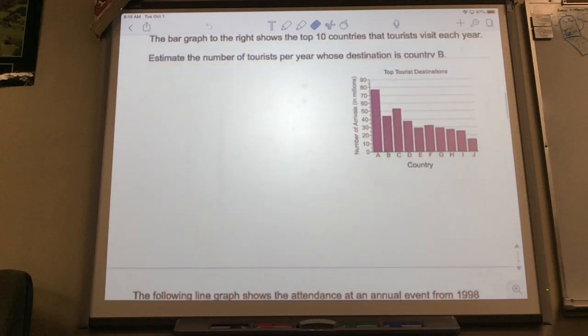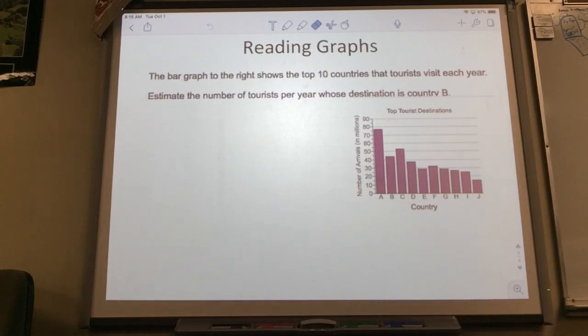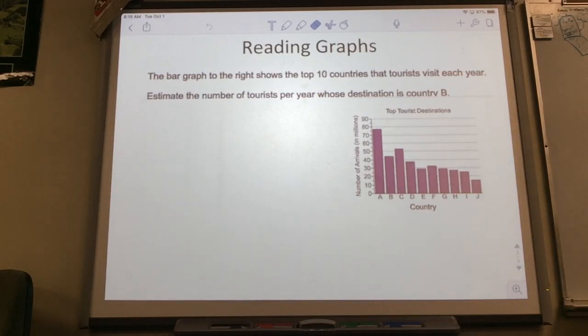So here are today's objectives. We're just going to jump right into it. Okay, reading graphs, pretty simple. A lot of you have been making graphs with me in science, so this should be a nothing part of the section for you. The bar graph to the right shows the top 10 countries that tourists visit each year. Estimate the number of tourists per year whose destination is country B. So let's look where country B is. Okay, country B. If I draw that line, you can see it's a little bit below 45.